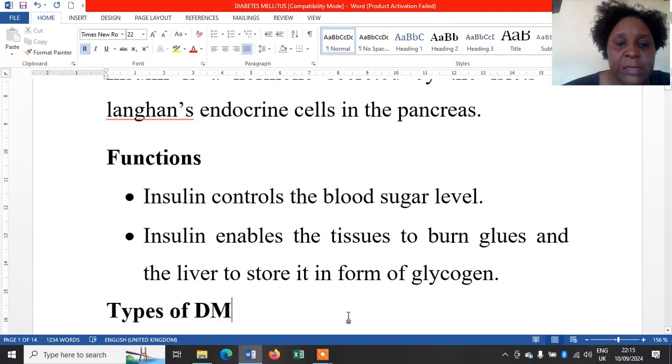So when we look at insulin itself, its function: 1, it controls the blood sugar levels. 2, insulin enables the tissues to burn glucose and store it in form of glycogen in the liver. So those are the key functions of insulin: 1, to control the sugar, or being able to metabolize carbohydrates and turn it into more soluble particles called glycogen.